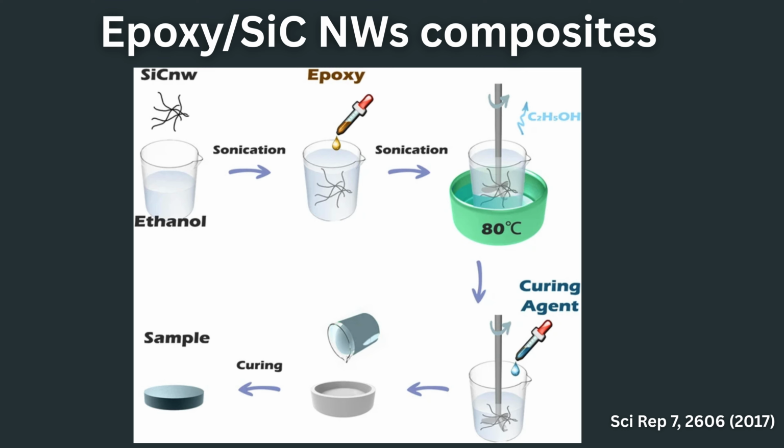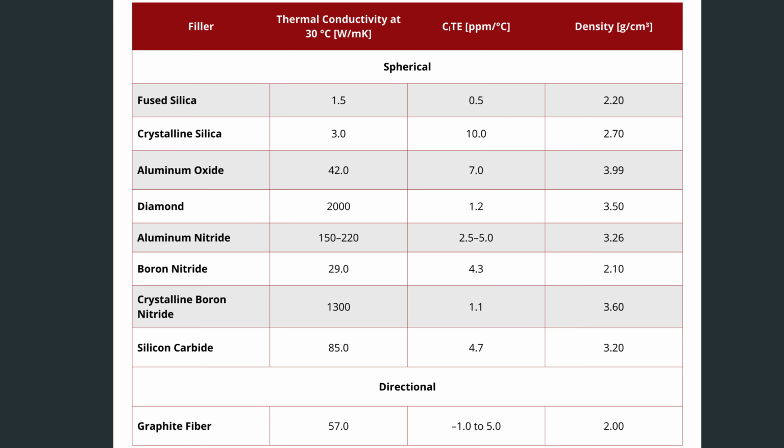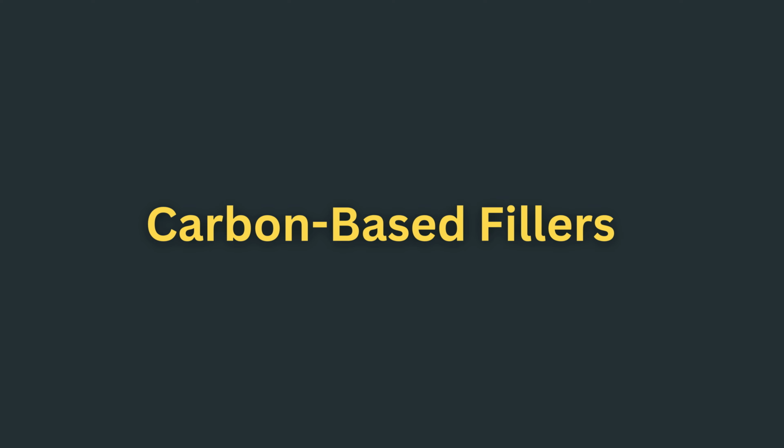For example, incorporating 3 weight % SiC nanowires into epoxy adhesives can increase thermal conductivity from approximately 0.423 watt per meter per Kelvin to around 0.449 watt per meter per Kelvin. Furthermore, combining SiC with other fillers, such as graphite, can yield synergistic improvements in heat transport.